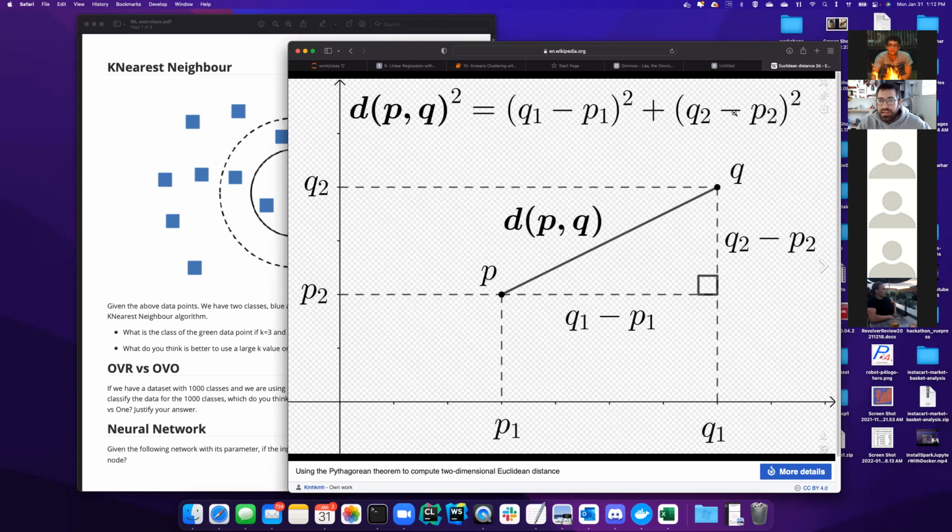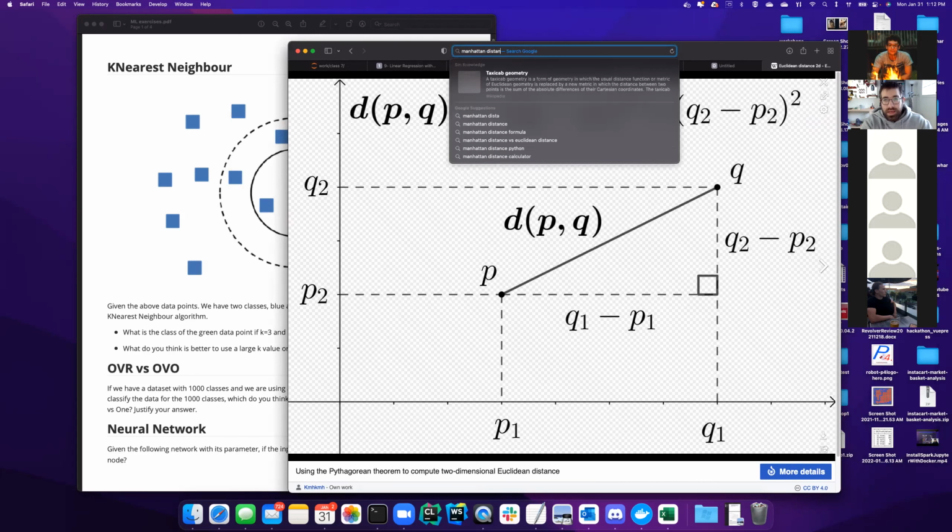Yeah, so this is a distance that you're calculating. Even if you have 1,000 dimensions, this still applies. It will be Q3 minus P3 squared and so on, plus, and you keep adding the dimensions you have. And this is called the Euclidean distance.